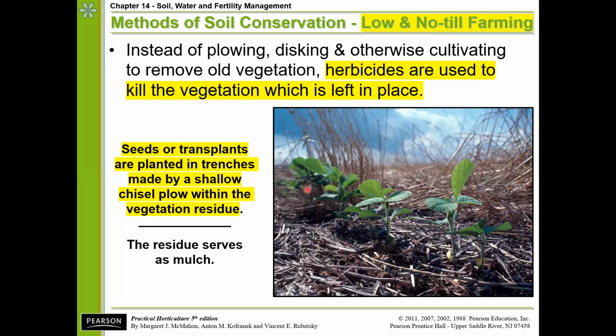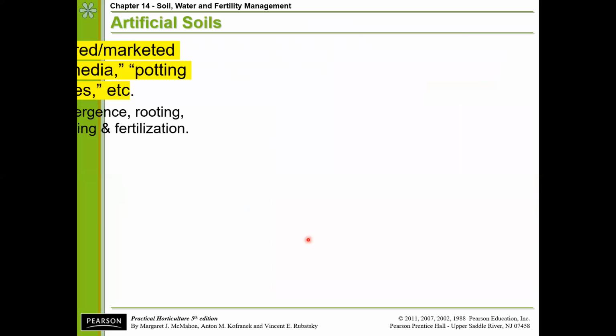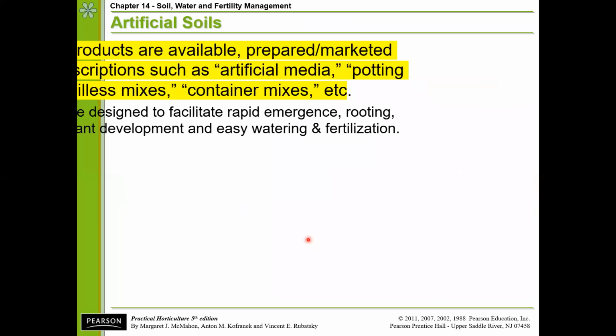In this case, they're saying that we've planted seeds or transplants in trenches made by a shallow chisel plow within the residue. And that crop residue does serve as a mulch. So it's conserving moisture, and it also keeps the soil in place, but I will say it's not a cure-all. There are issues with that. Anytime you have mulch, sometimes you also have habitat for pests. All right, let's look at a different topic altogether.